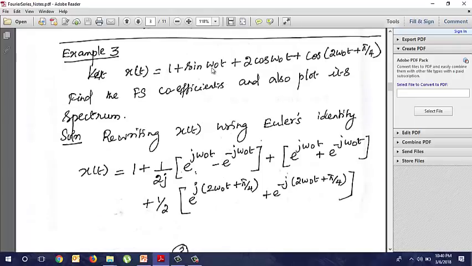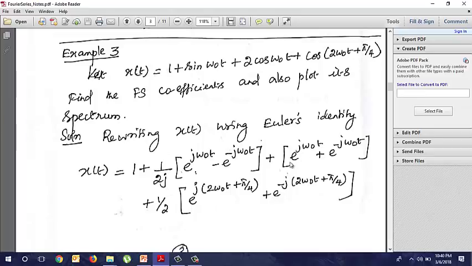Omega naught is omega naught. Okay, and then a1 is, where do you have 1? e power j omega naught t. Here k is equal to 1 and here also k is equal to 1. So you are having this plus this, so taking this common, it will be 1 plus 1 by 2j.